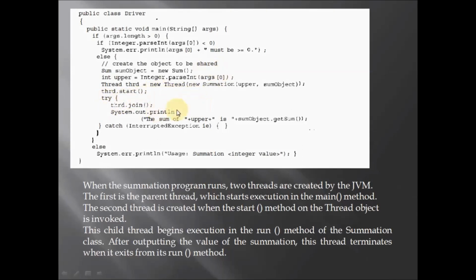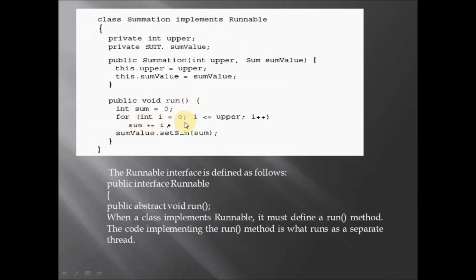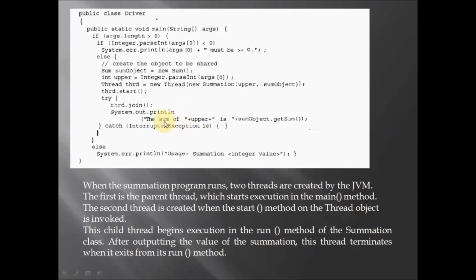So this is the child thread. This is sum, this is child. Understanding, guys? Once the start method is used, it will use this run method to calculate the value of the summation, and this child thread will pass the value of the summation to the object.